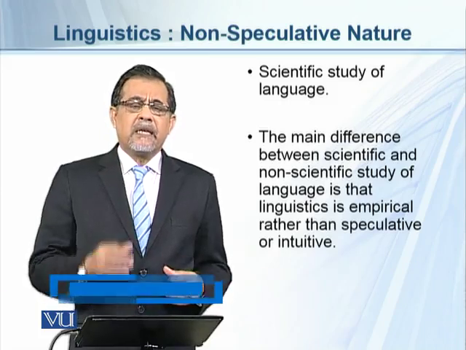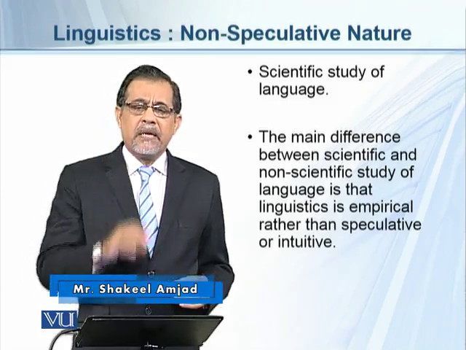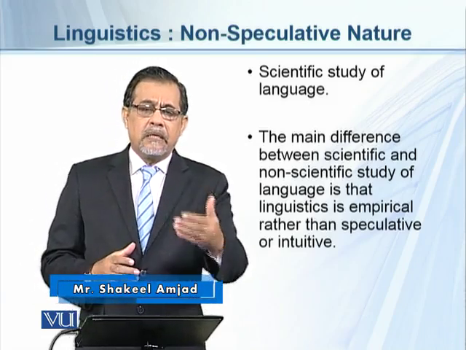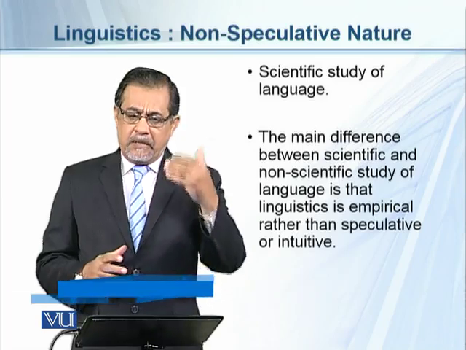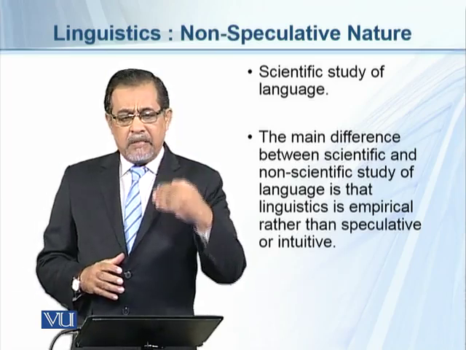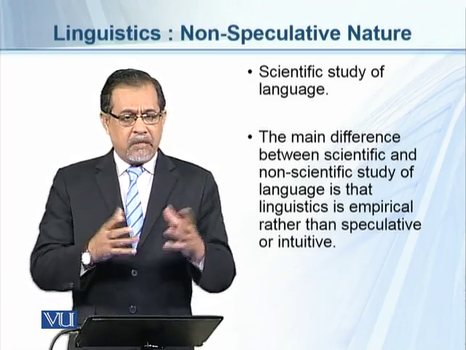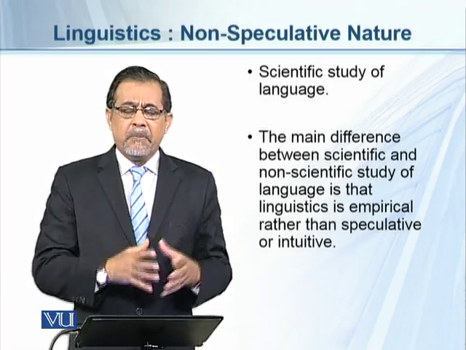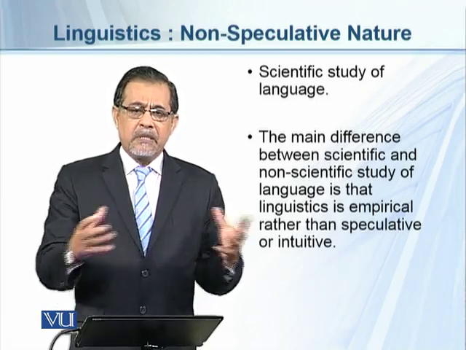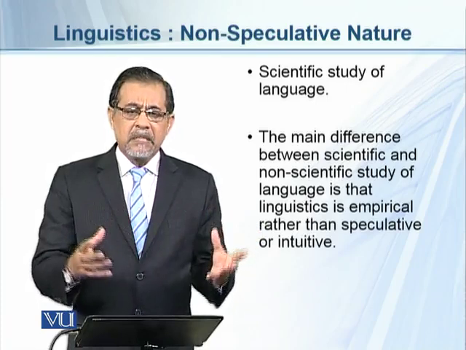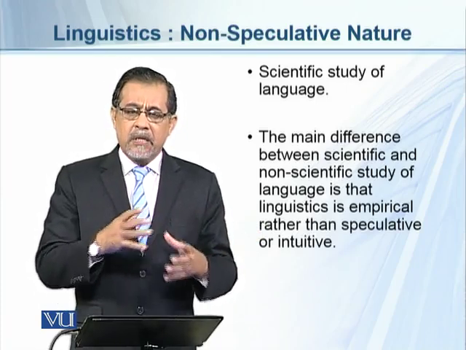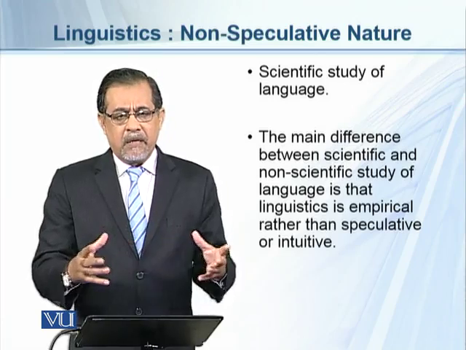When we say that linguistics is empirical, it means that the linguist observes, makes certain hypotheses, and does certain experiments on the data available. On the basis of certain experiments, the linguist comes up with certain generalized rules and makes theories. This is how the scientist or the linguist works in their labs.